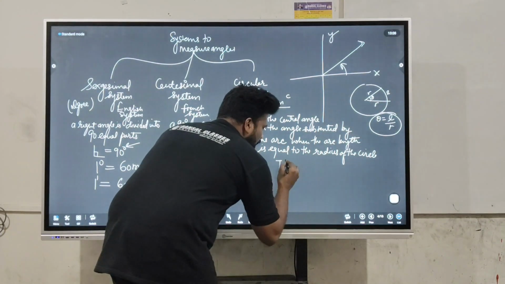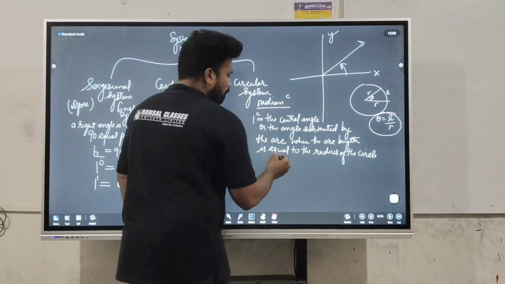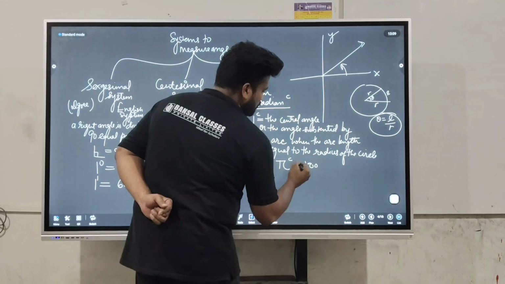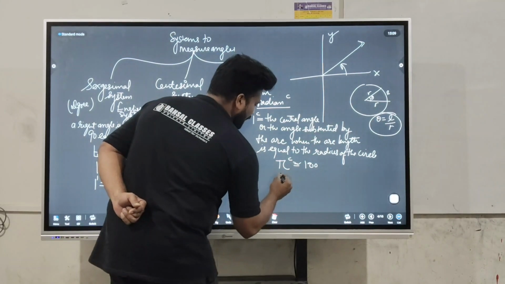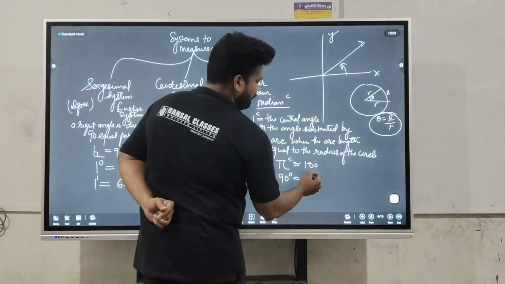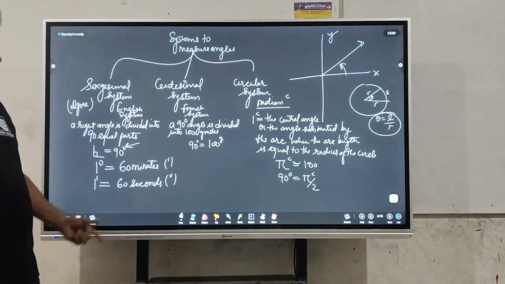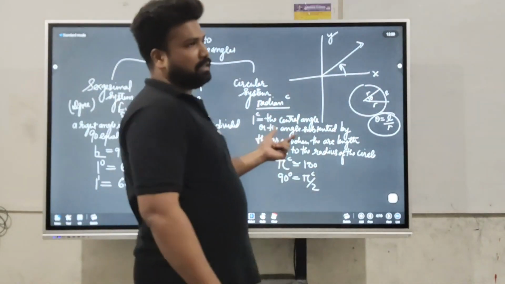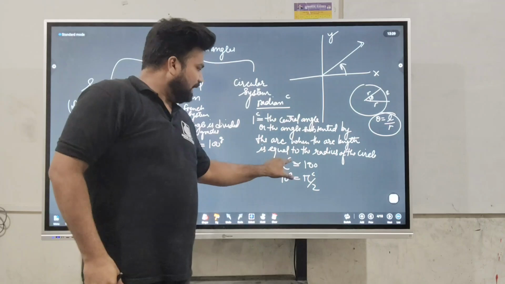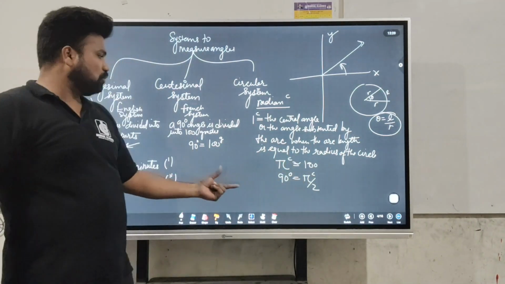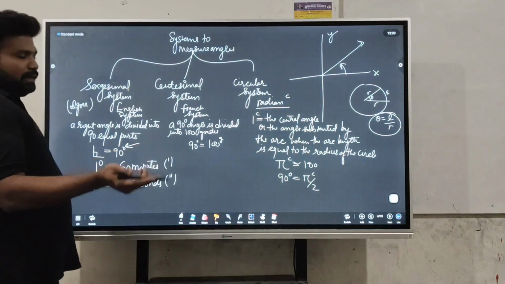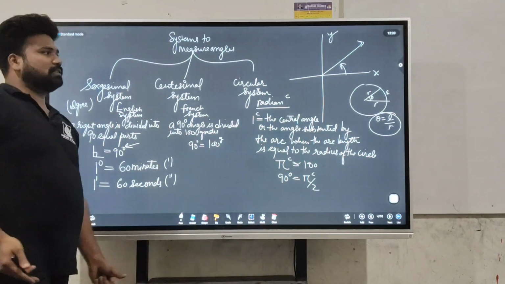Pi radian is nearly equal to 180 degree, and 90 degree is equal to pi by 2 radian. So these are the different systems in which we study angles. Here pi radian is equal to 180 degree, so we can write 90 degree is equal to pi radian by 2. 180 by 2 is 90 degree. So these are the various systems.